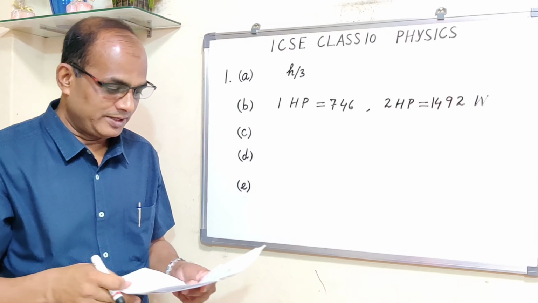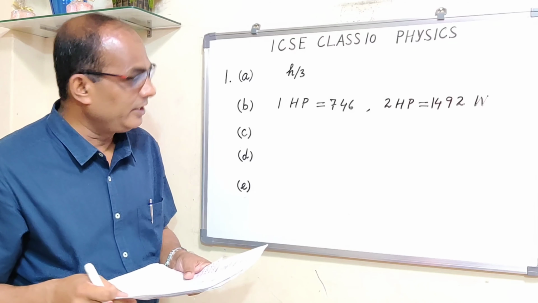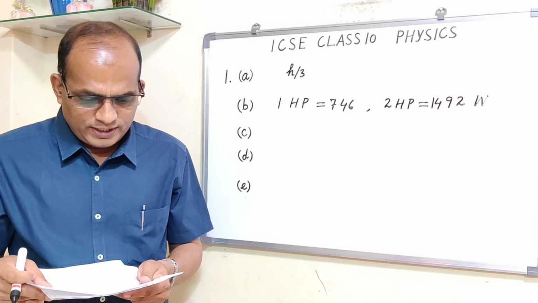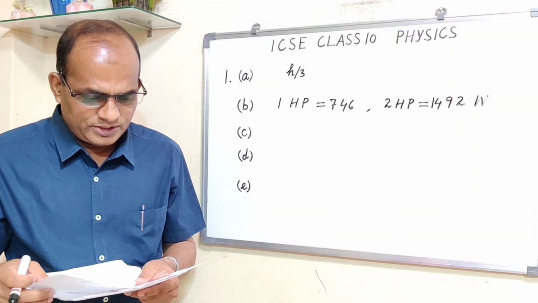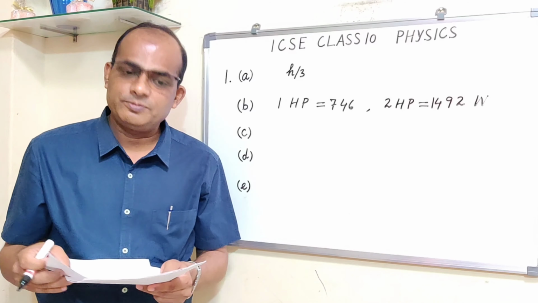So here W is capital. So 2 HP is equal to how much? 1492 watt. Okay. And the second is 1 gigawatt is equal to how much? So that value you should know, 10 raised to the power 9.